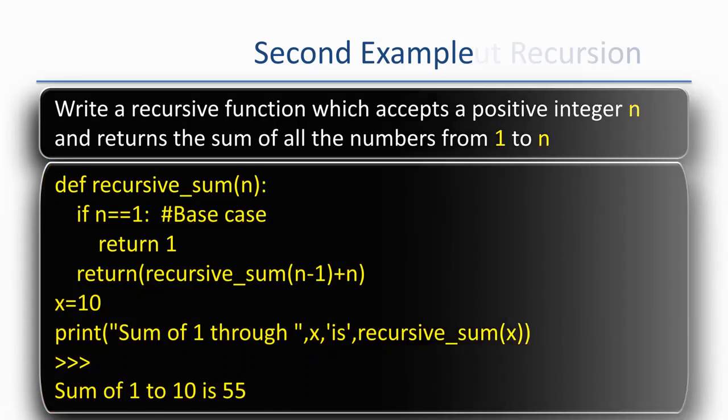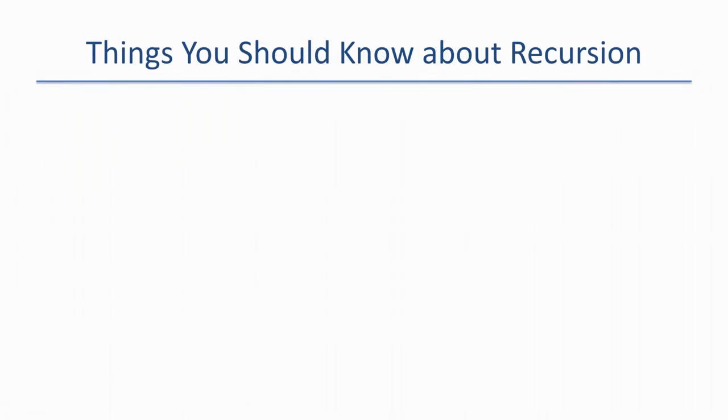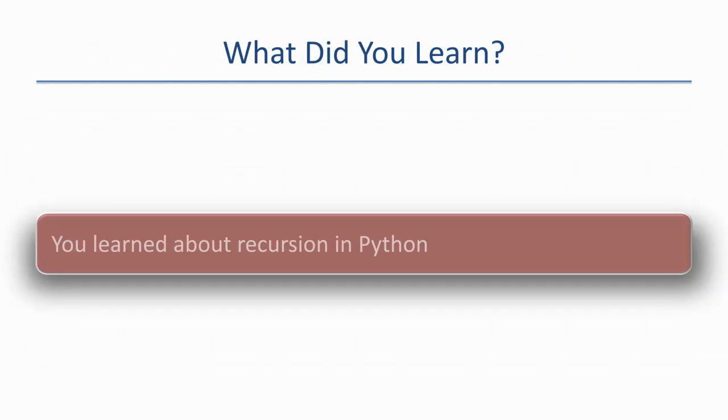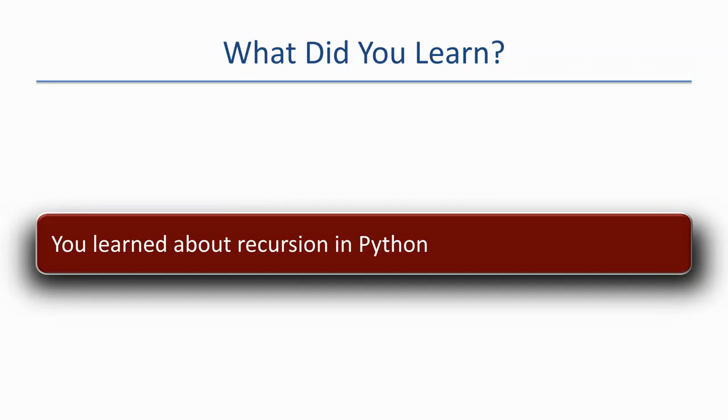There are some things that you should know about recursion. There are some complex problems that may otherwise be very difficult to solve and may have simple solutions in recursive version. Whenever you write a recursive function, you should understand and apply the three laws of recursion. And finally, you should think of recursion as an implied form of iteration. What did you learn? You learned about recursion in Python.